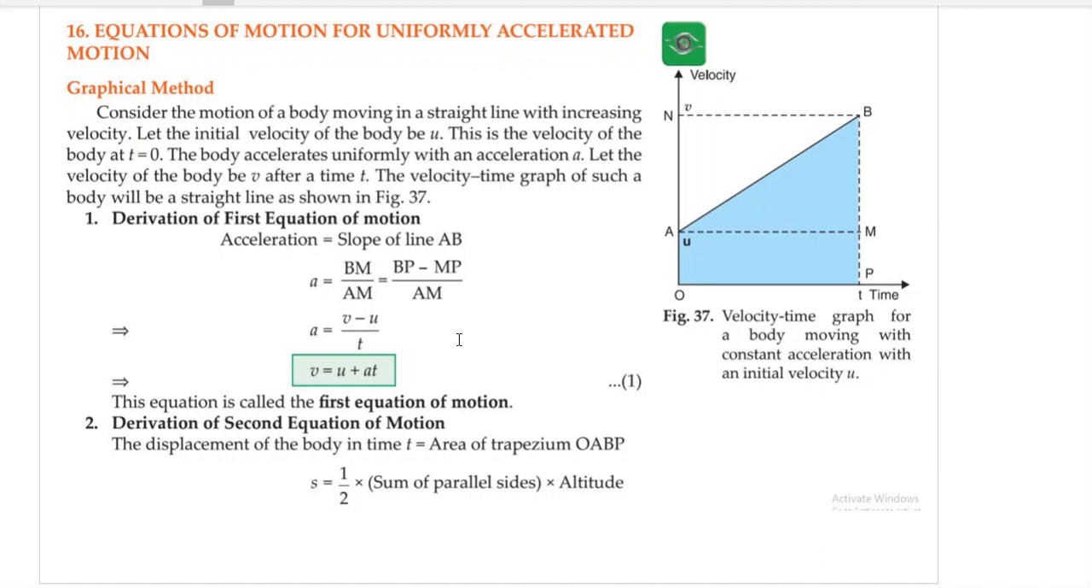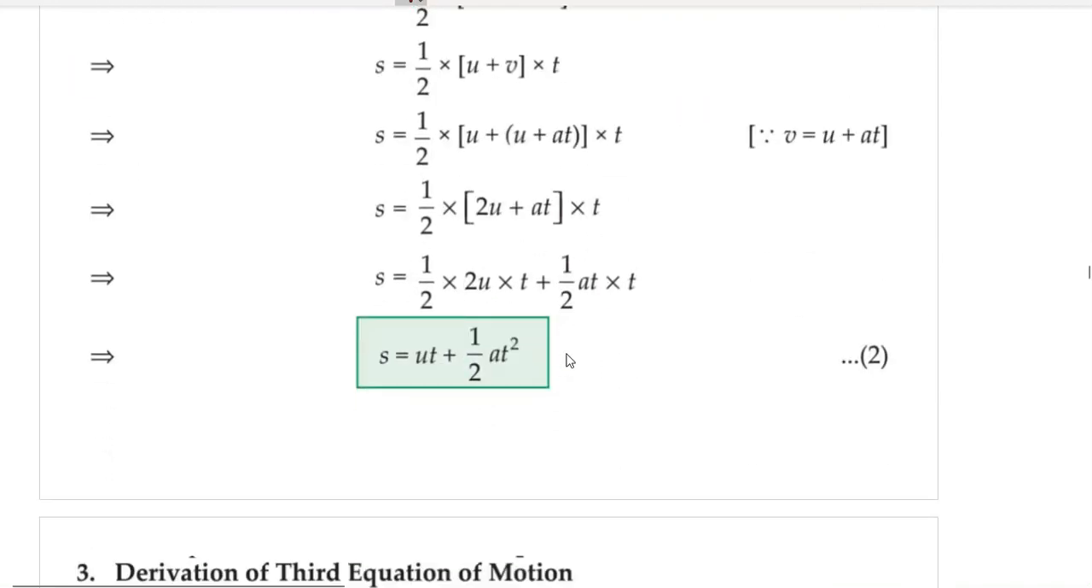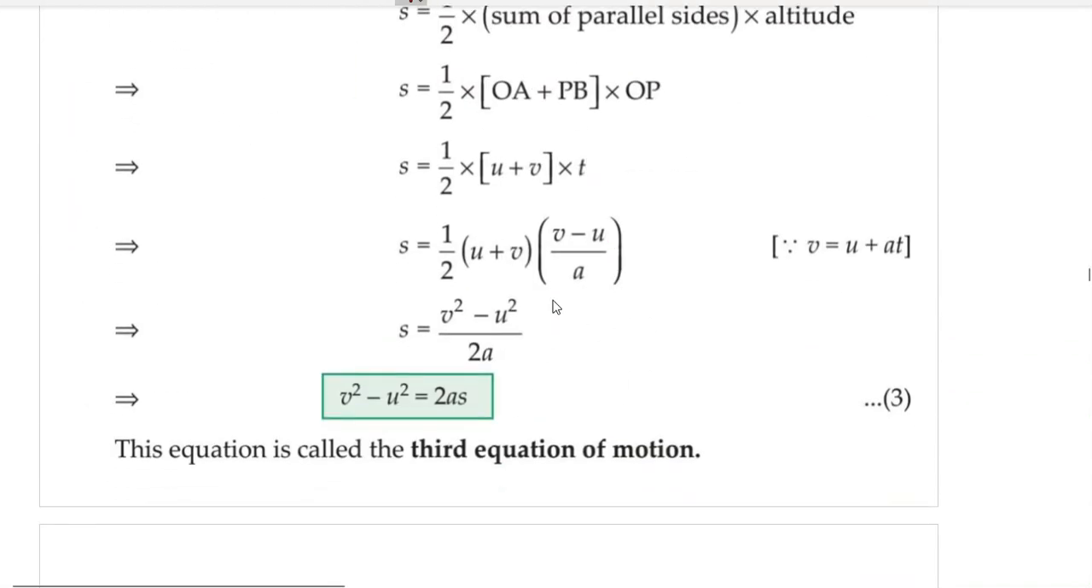So first of all, what are the equations of motion? You see this formula over here? That's first equation of motion. V is equal to U plus AT. You see the second box, S is equal to UT plus half AT square. That is the second equation of motion. And this is the third equation of motion. V square minus U square is equal to 2AS.